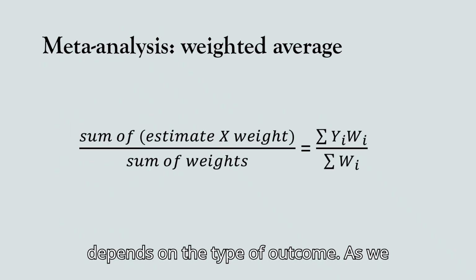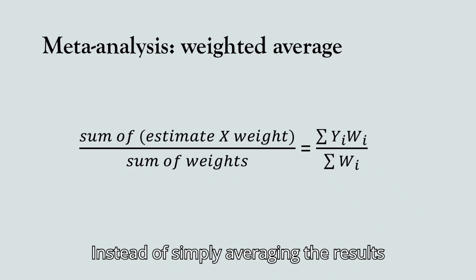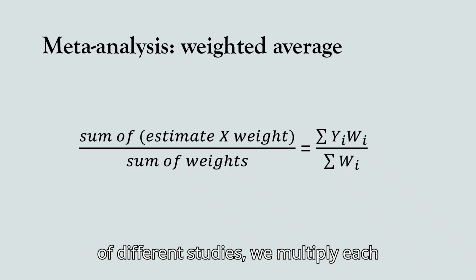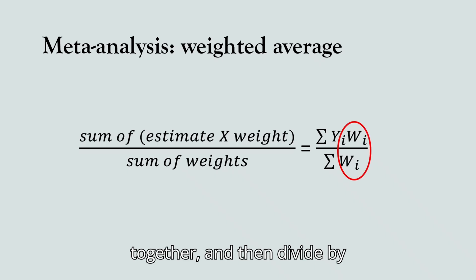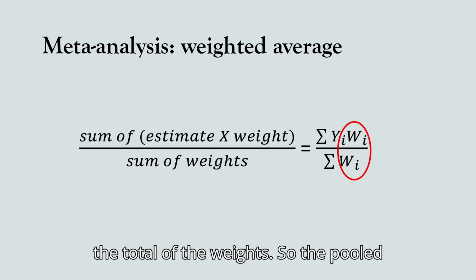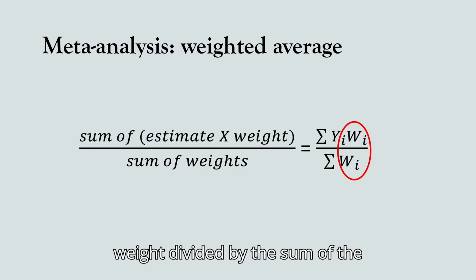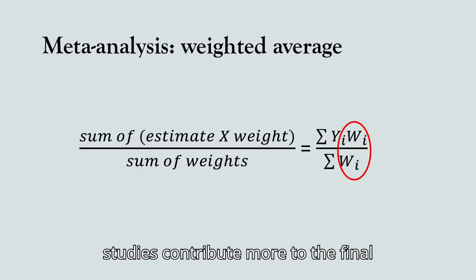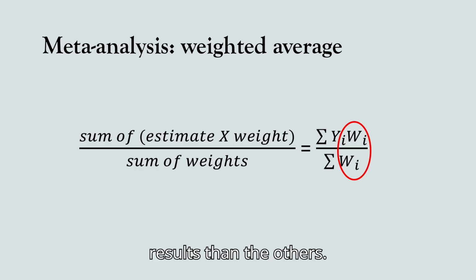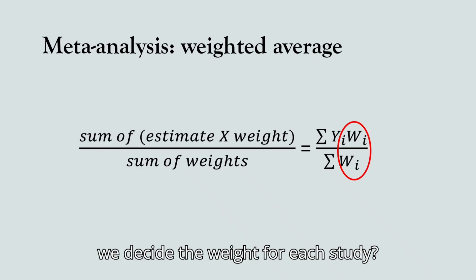As we have introduced previously, a meta-analysis is a weighted average. Instead of simply averaging the results of different studies, we multiply each study's estimate by a weight, add them together, and then divide by the total of the weights. So the pooled estimate is the sum of estimate times weight divided by the sum of the weights. This means that some studies contribute more to the final results than others. Again, the key question becomes, how do we decide the weight for each study?